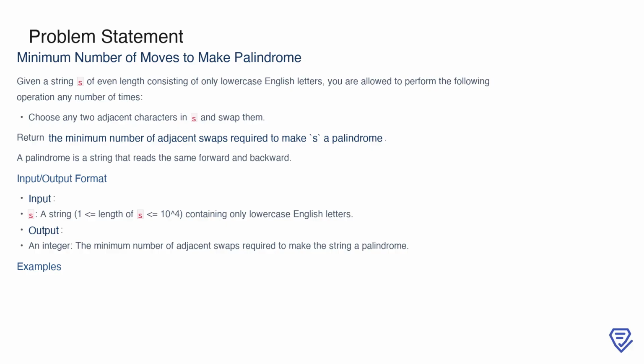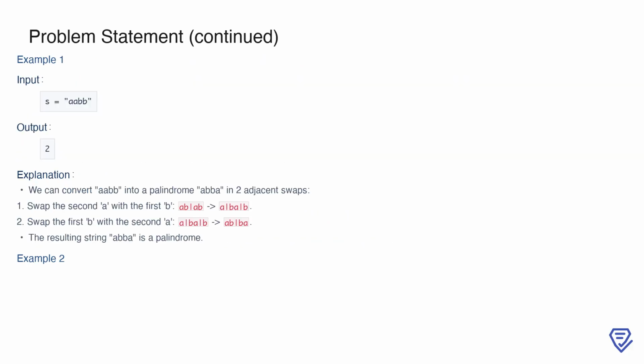Let's look at some examples to understand this better. In the first example, the input string is S equals AB. The output is 2, meaning it takes 2 swaps to turn this string into a palindrome. Here's how it works. First, swap the second A with the first B, which gives us the intermediate string ABAB. Next, swap the first B with the second A, resulting in the string ABA. This final string is a palindrome because it reads the same forwards and backwards. The minimum number of swaps required to achieve this transformation is 2.